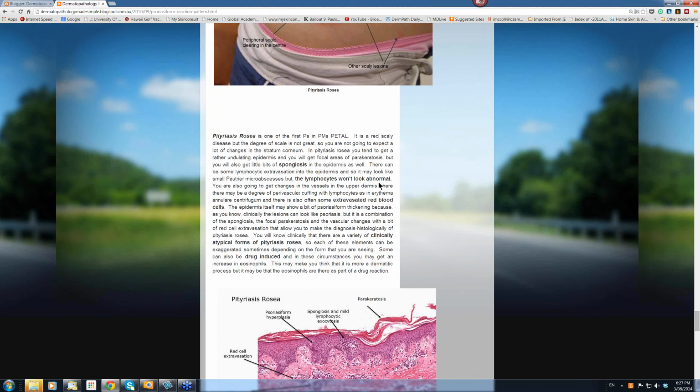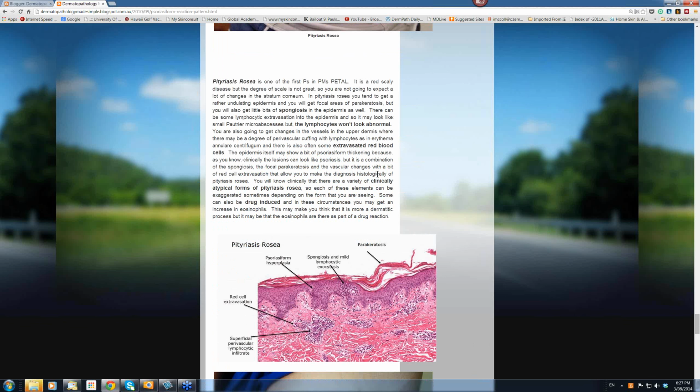What are you going to see histologically? The degree of scale isn't great, right? So you're not going to get a thick area of hyperkeratosis on the surface. You get a rather undulating epidermis, and you can get some focal areas of parakeratosis. You'll also get a little bit of spongiosis. Now, you may have to look a little bit closer here to see that. There's a wee bit of lymphocytic exocytosis into that as well. But these lymphocytes won't look abnormal. The vessels, you get a bit of perivascular cuffing up here as well.